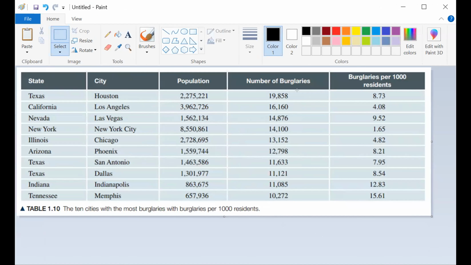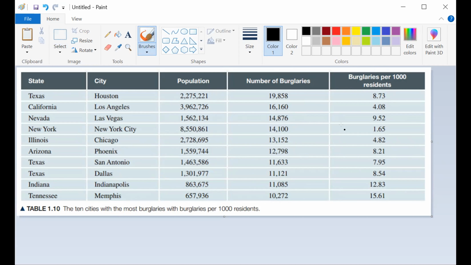Okay, and so the result here we can see is they actually didn't go through and display the number of burglaries per person. They displayed the number of burglaries per 1,000 people, but those are very similar. They just took this number, divided by this number, and then they multiplied by 1,000 so that the numbers are not too small. Okay, so yes, if you go through and take 19,858, divide by 2,275,221, what you're going to get is 0.000873, I think. And so what you do is multiply by 1,000 to get to 8.73. So they did this right down the line. And what it gives us is the number of burglaries per 1,000 people.